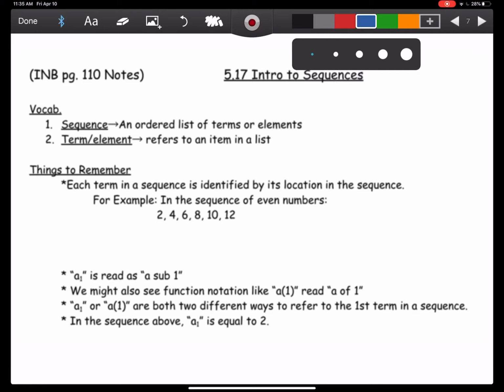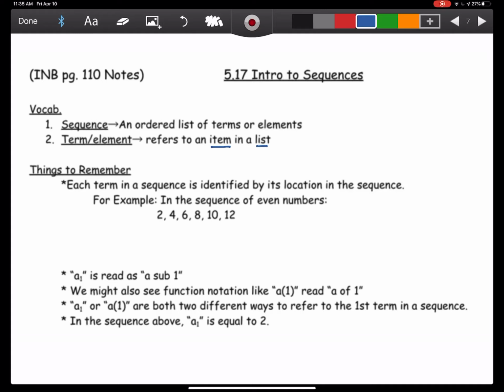Vocab for this would be just the idea that a sequence is an ordered list of terms or elements. And when they talk about terms or an element in this concept, we're talking about an item in a list. So the list is referring to the sequence.